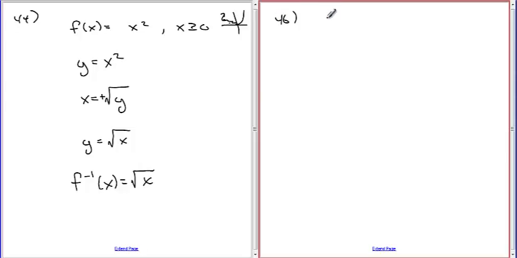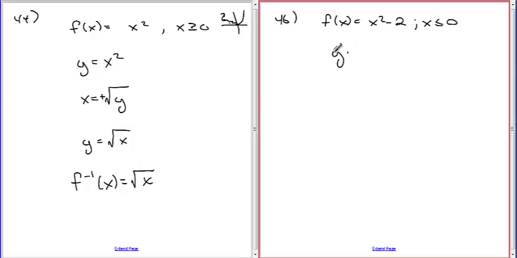46. f of x equals x squared minus 2, x is greater than or equal to 0. And the problem is if x is greater than 0, when you take the inverse of this thing, you're going to find out that it's not going to work out. So let's just see what happens.